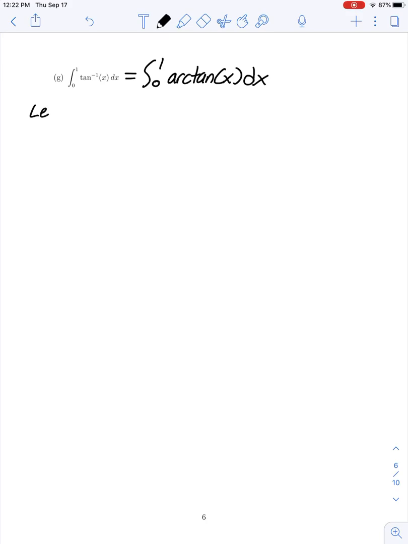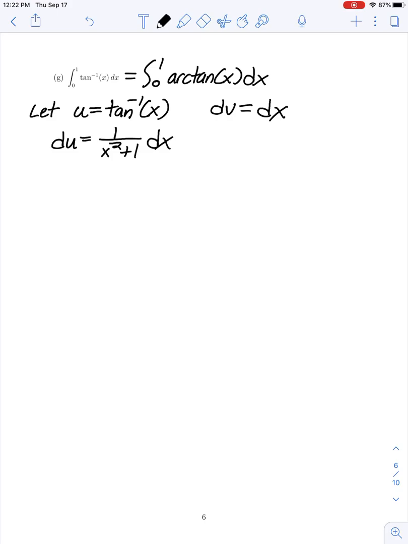My first step in the method of integration by parts is to choose u and dv. As we saw in our previous example, we should probably take u to be the inverse trig function, that is arctangent of x, in which case dv is just dx. To use this method, we need to calculate du. The derivative of arctangent x is 1 over x squared plus 1 times our differential dx. And if dv is equal to dx, then v would be x.